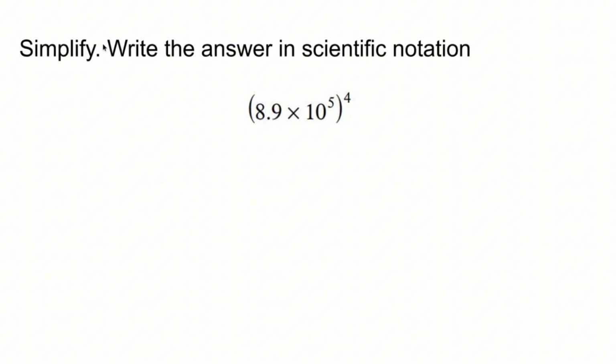Simplify. Write the answer in scientific notation. All right, so I have 8.9 to the invisible 1 times 10 to the 5th, all taken to the 4th power. Take that 4 and multiply it to both of those. So now you have 8.9, 1 times 4 is to the 4th, times 10 to the 5 times 4 is to the 20th. Now let's go off to the side and find out what 8.9 to the 4th is. And according to my calculator, we get 6274.2241. And that's going to be times 10 to the 20th.